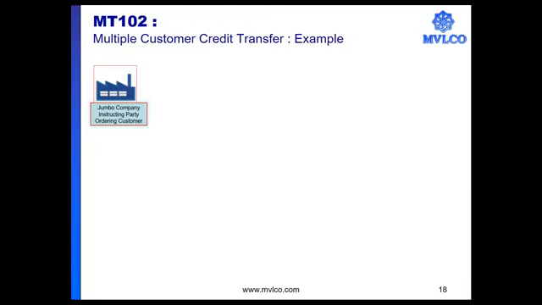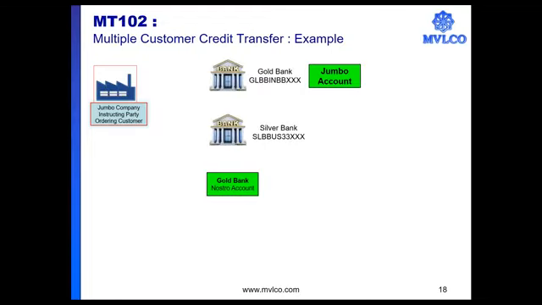Now in MT102, I am still having the Jumbo company. I am having Gold Bank and I am having Silver Bank. But we need to note one more fact clearly at this juncture: in this example of MT102, Jumbo is not the customer of Silver Bank. In this example, Gold Bank is the customer of Silver Bank. Gold Bank holds the Nostro account at Silver Bank. So please note this difference.